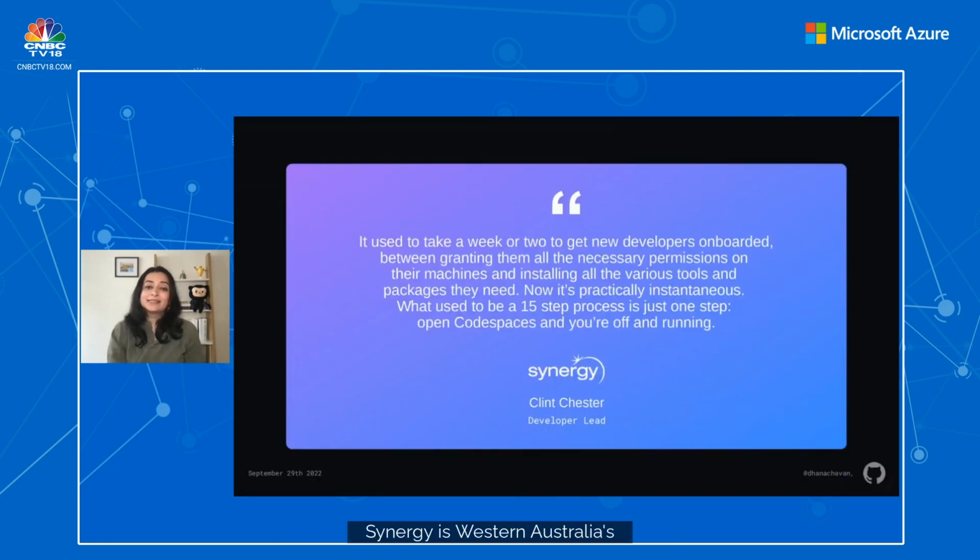Synergy is Western Australia's largest energy retailer and generator. GitHub Enterprise was chosen by Synergy because they needed a tool that required less maintenance and would offer cutting-edge tooling without the need to set up and manage software. With GitHub Enterprise Cloud, Synergy developers can move faster than ever and dedicate more time and focus to solving customer problems. Synergy, in fact, uses Codespaces as well, and Synergy streamlines developer onboarding to 15 seconds rather than the 1 to 2 weeks that it took them prior to adopting GitHub.